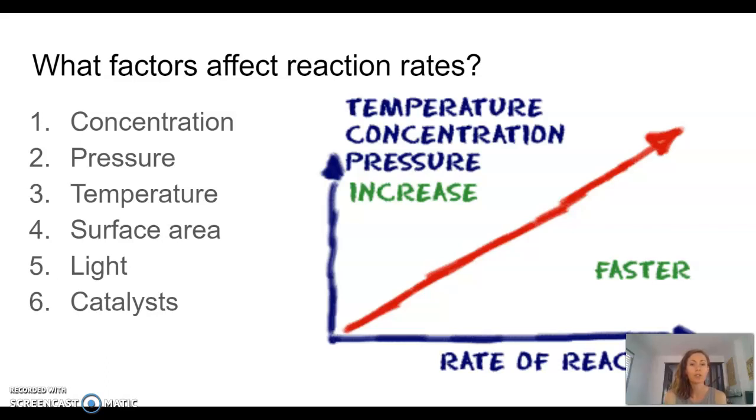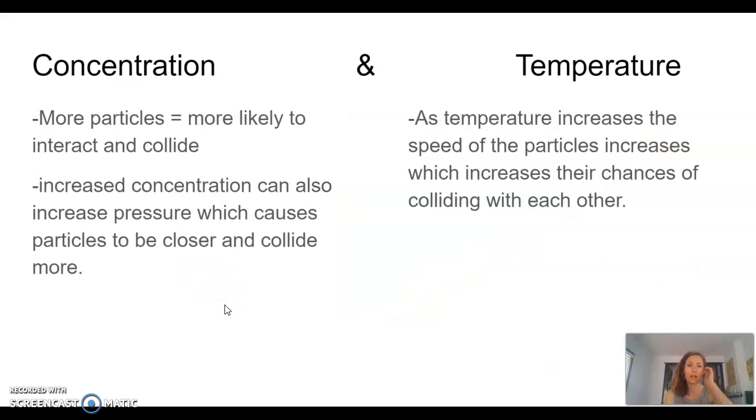The rate of reaction is going to increase with increasing temperature, concentration, and pressure, meaning if it's at a higher temperature, the reaction is going to go faster. If there's more reactants, the reaction is going to go faster. And if you're under a higher pressure, the reaction is going to go faster. So we're going to focus on concentration and temperature for this class.